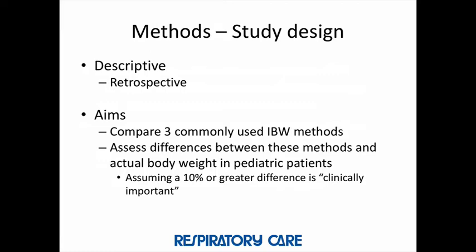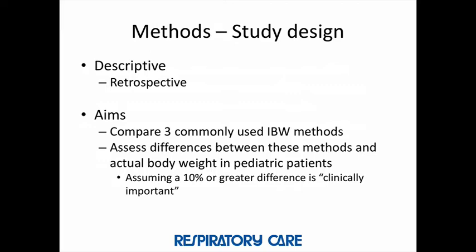The aims of the authors were to compare 3 commonly used ideal body weight methods and assess differences between them and the actual body weight of pediatric patients. They were looking back at data from pediatric patients and looking at their actual weight and then using 3 different methods to calculate ideal body weight for these patients and compare between them.